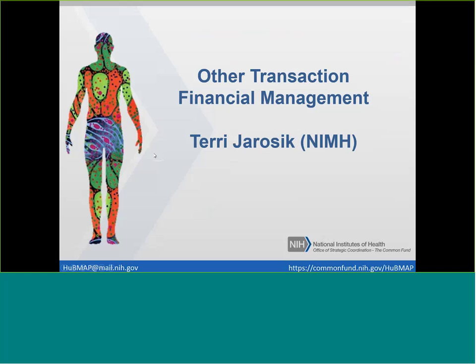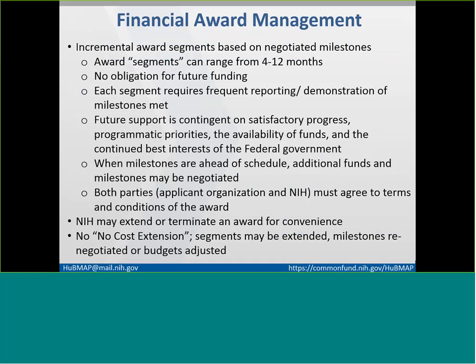As we have said many, many times, these are not grants or cooperative agreements or contracts. They allow for much more flexibility, and that is true with the way they are awarded as well. Award segments are milestone-driven and can range from 4 to 12 months. However, no out-year commitments are included at that time. Future support is contingent on several factors, and NIH may extend or terminate for convenience. Any extensions will be fully negotiated. So these are handled very differently than your traditional NIH grant.